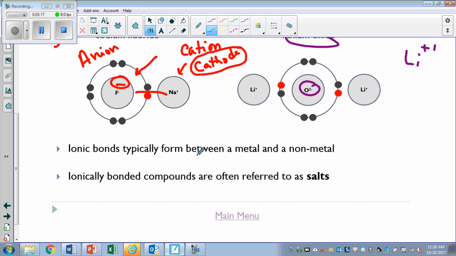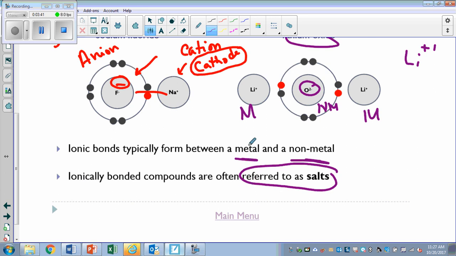Ionic bonds typically form between a metal and a non-metal. As you know, lithium is a metal and oxygen is a non-metal. So an electrostatic force of attraction between a metal and a non-metal is called an ionic bond. We usually refer to them as salts. All ionic compounds are called salts. Now, the question here is how the cations and anions are formed.